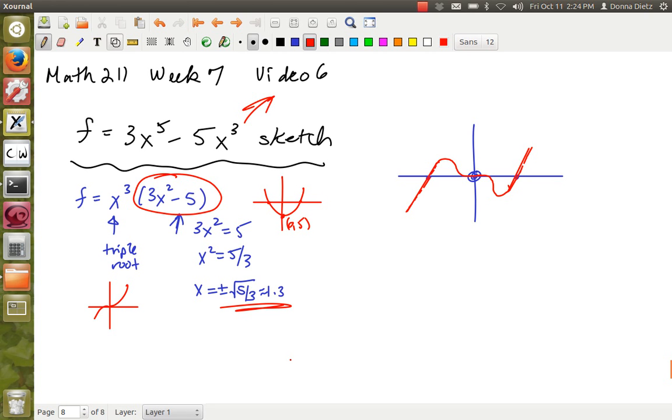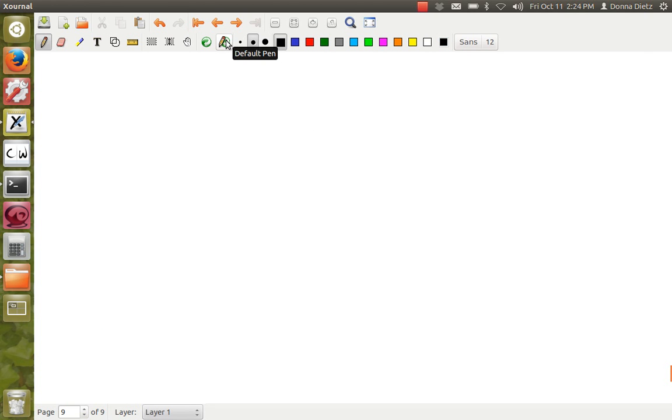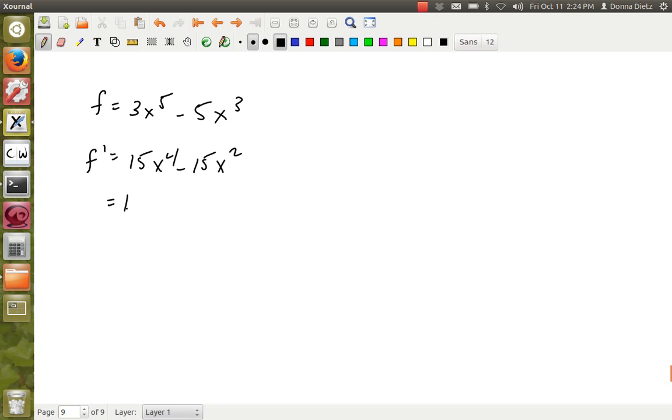So let's try to do the same thing using calculus. We're going to try to get the same information using calculus. f equals 3x to the 5th minus 5x cubed. Okay, let's take a derivative. We get 15x to the 4th minus 15x squared. Factor out whatever's common. We find out that the derivative is 0 at the origin, not surprising, but we also get another 0 derivative somewhere else. Where do we get it? Plus and minus 1. Aha.